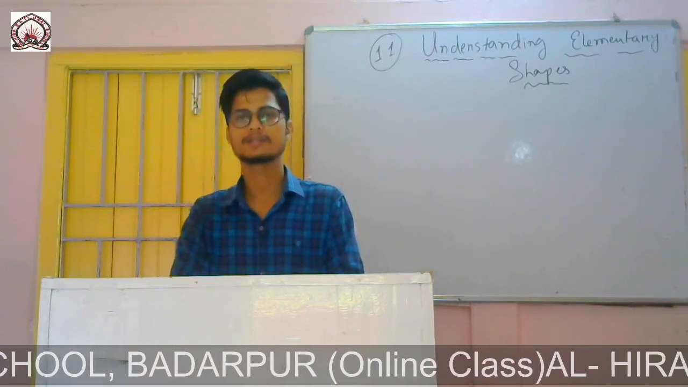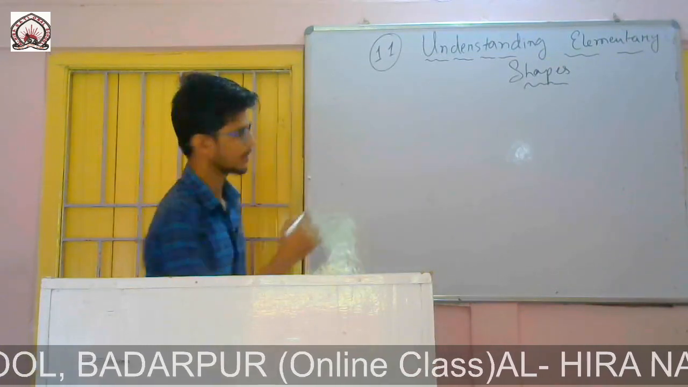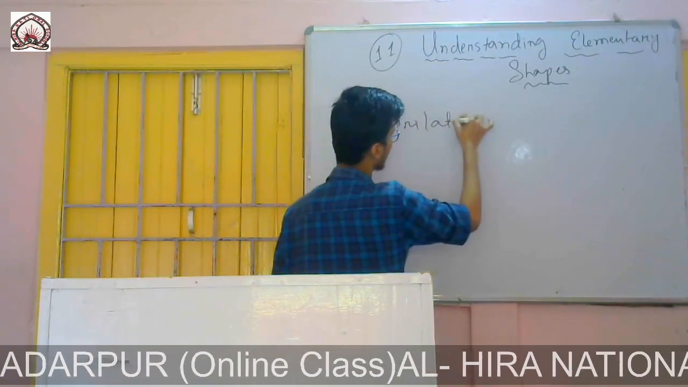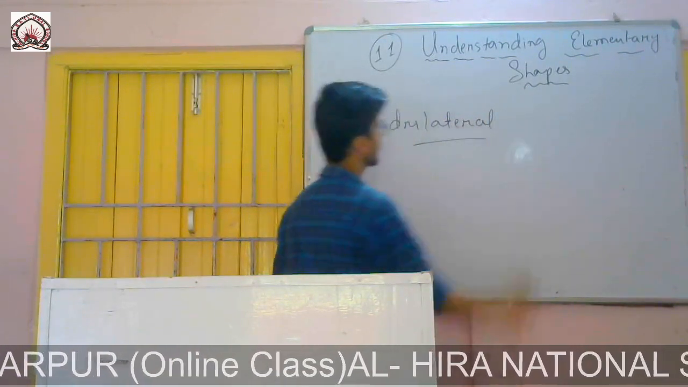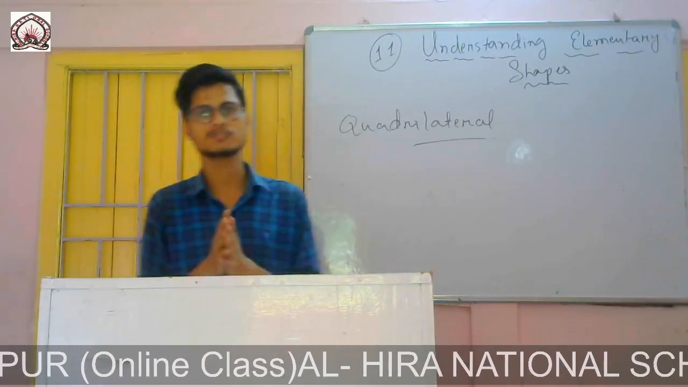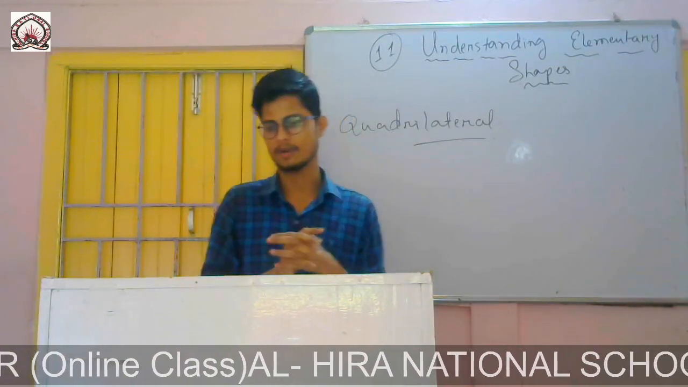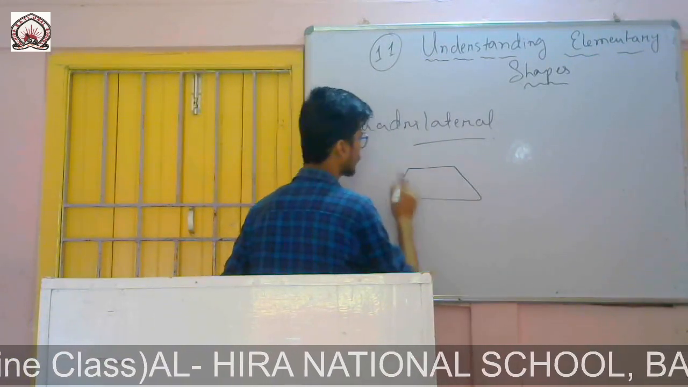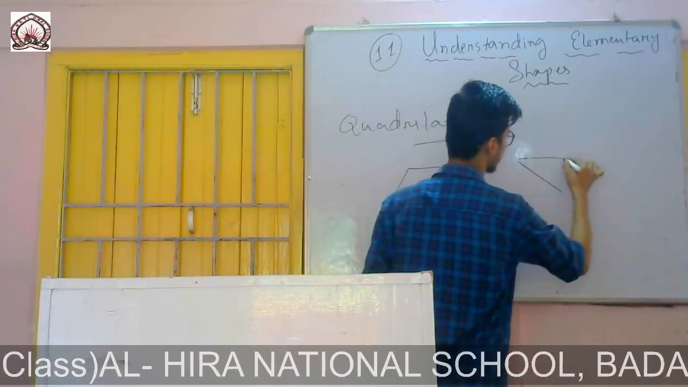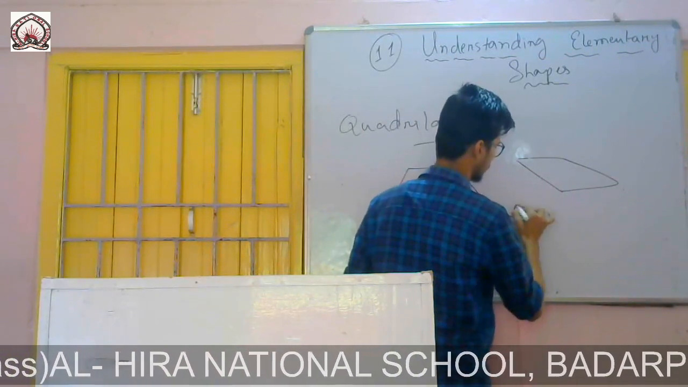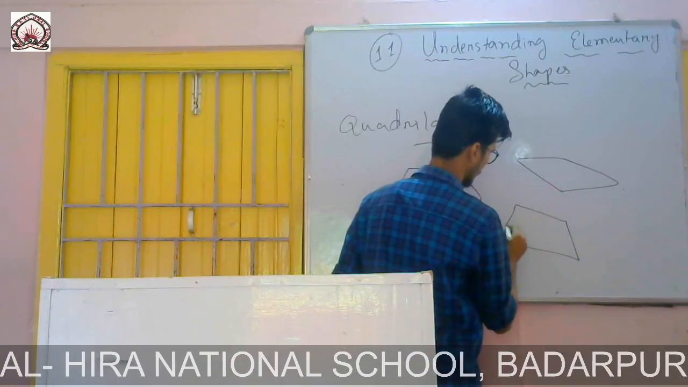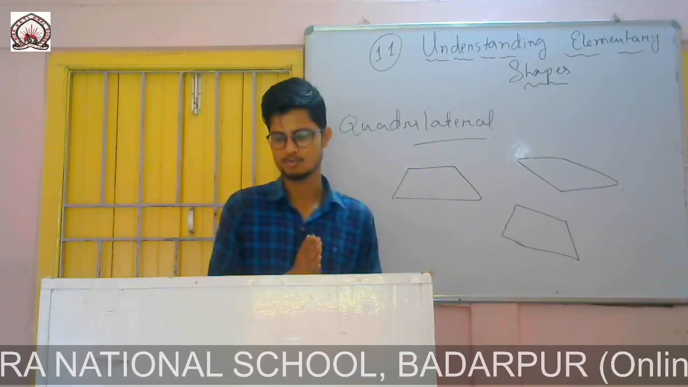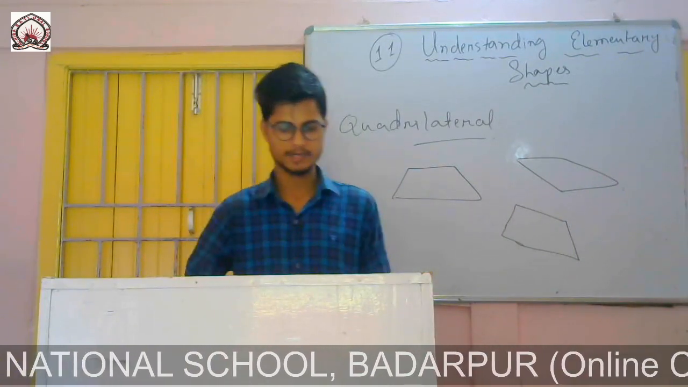So what is a quadrilateral? Any four-sided closed figure is called a quadrilateral. It may be like this, it may be like this, anyhow, but it should have four sides and it should be a closed one. So there are different types of quadrilaterals.